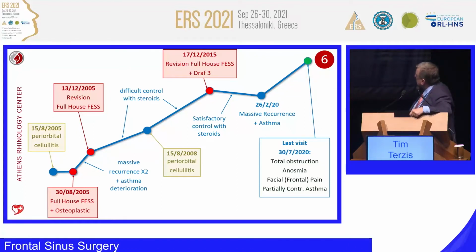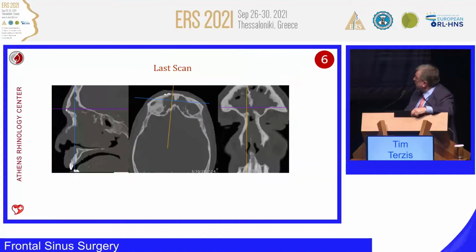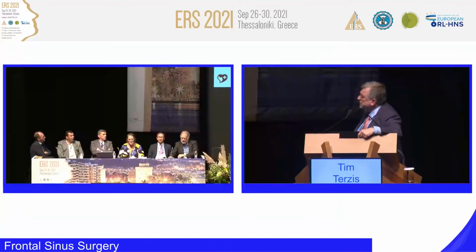He came with total obstruction, anosmia, frontal pain, and asthma not well controlled. That's the last scan we did, and you see a massive polyposis image, and you can see the screws from the osteoplastic approach. And how would you treat these patients? Philippe, you want to comment?